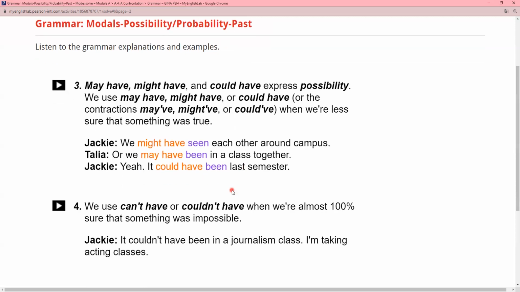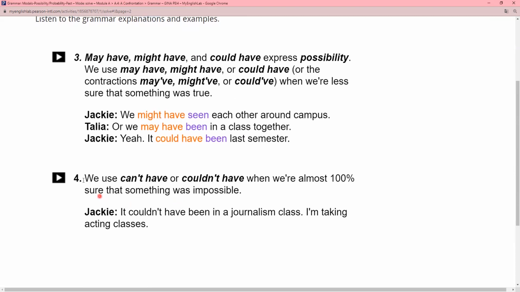In the case of could, we can say, you couldn't have seen her, right? So it is an impossibility, but we're going to continue now with the impossibilities that we can find using can't have or couldn't have.